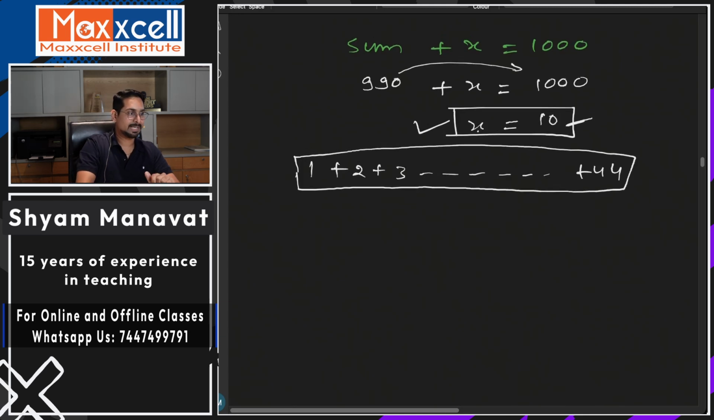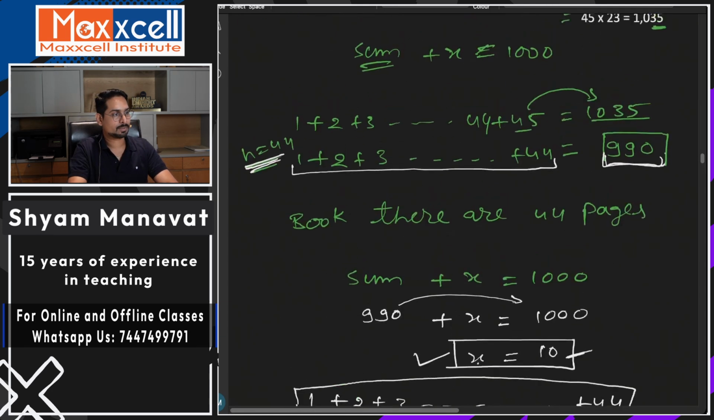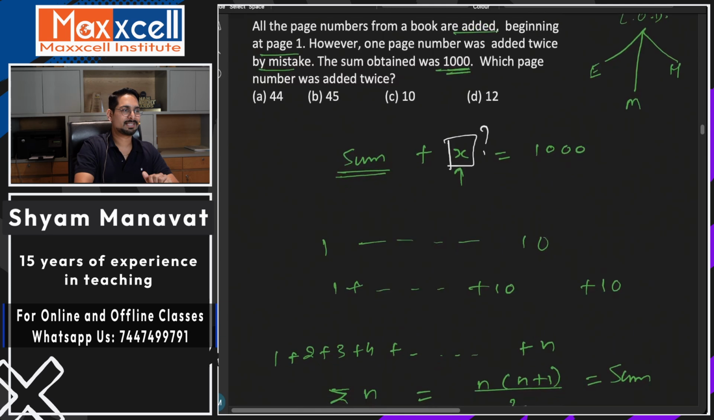Okay, so we got n equal to 44 and x is equal to 10. You have to tell me what the answer is. 44 or 10? Because you got both the values in the options. See, 44 and 10. What is your answer? It is 10, because you remember we need to find the value of x. We got x is equal to 10.